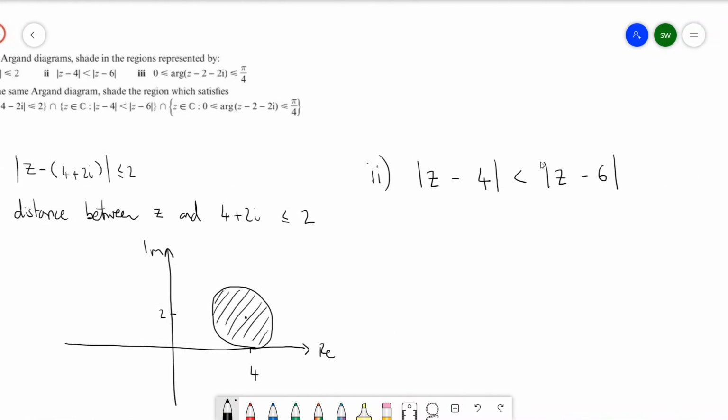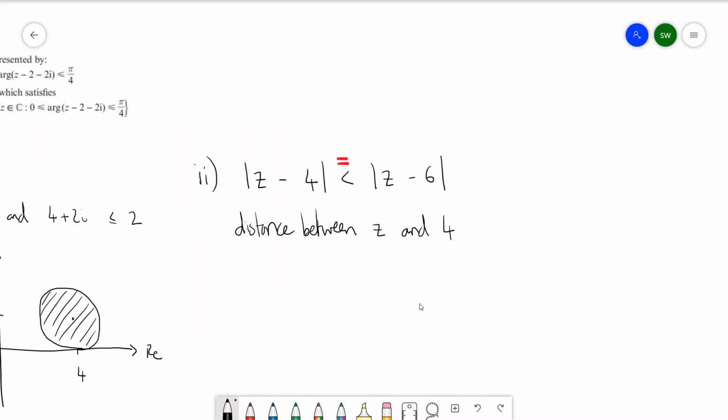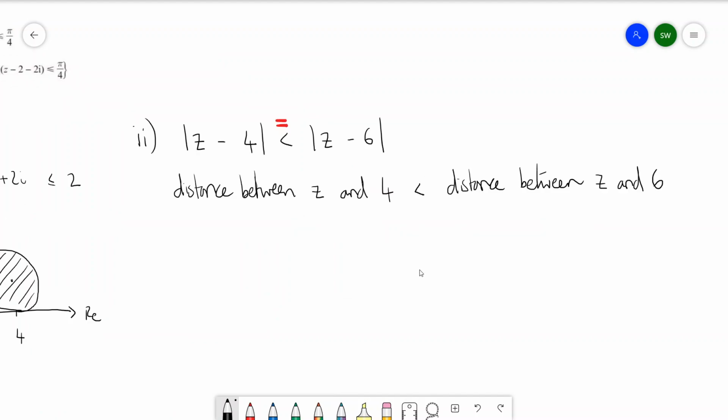So next we've got this inequality. Remember, if we had an equal sign in the middle, this would be a line and it would be a perpendicular bisector. So what we've got here on the left hand side is the distance between z and the point 4 is less than the distance between z and 6. So basically what we want is all the points z that are closer to 4 than they are to 6. We want the distance to 4 to be smaller than the distance to 6, so it has to be closer to 4.